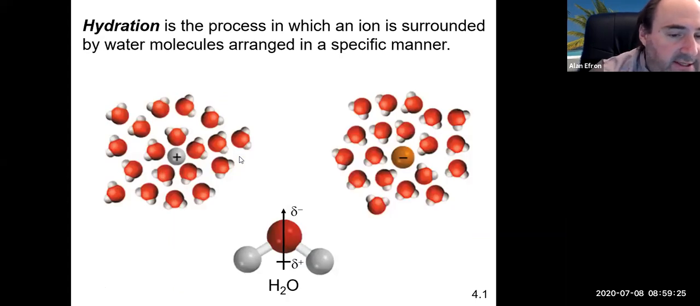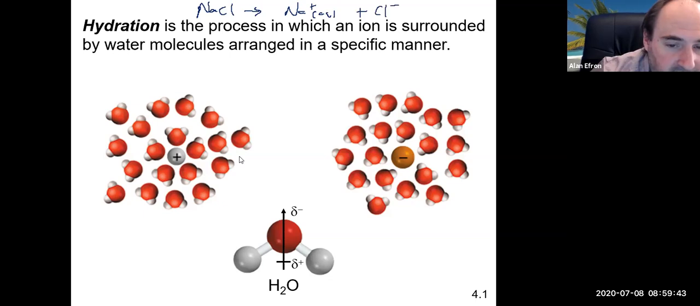So hydration is the process where ions get surrounded by water. For example, when sodium chloride breaks apart in water, we get aqueous sodium ions and aqueous chloride ions. So what does the aqueous really symbolize here? When we use that symbol, it's really this situation. The aqueous basically means that there's water surrounding each of those ions.